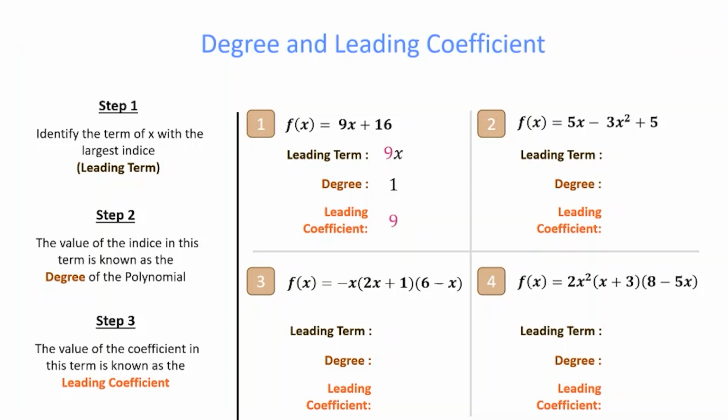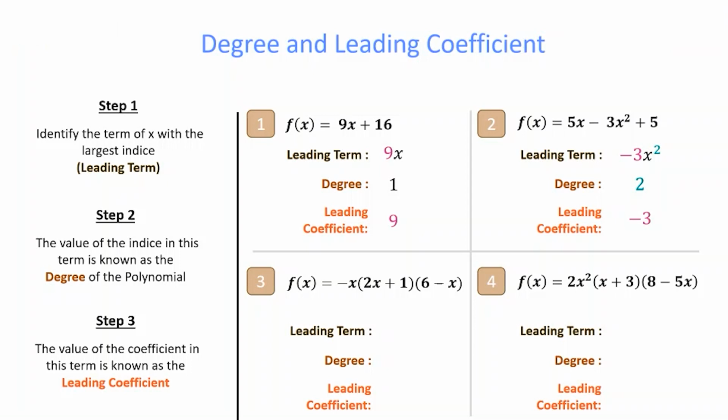Let's look at example 2. So again, we follow the steps. Step 1, identify the term of x with the largest index, that's minus 3x squared. The degree will be 2, and the leading coefficient will be minus 3.